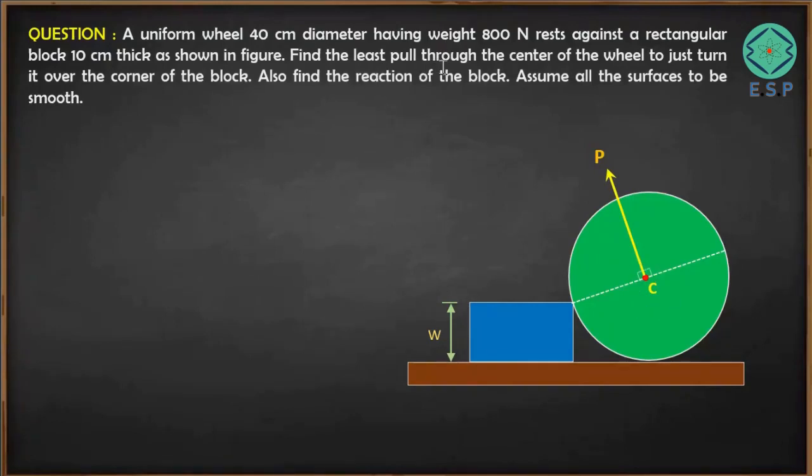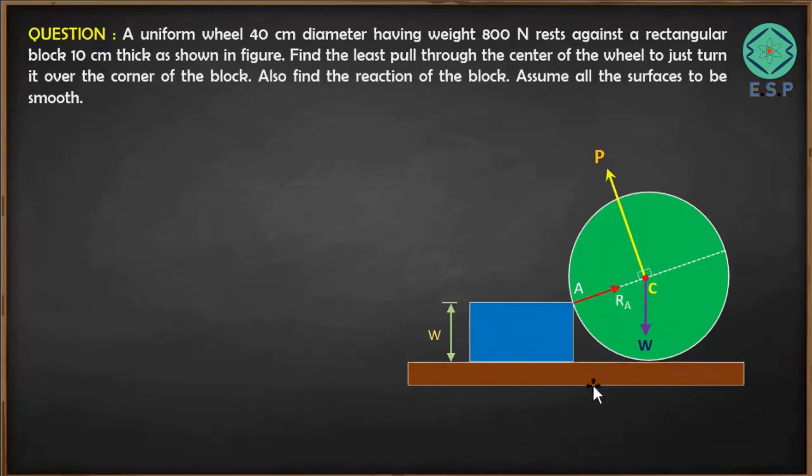So we have to find the least pull so that we can turn this particular wheel over the corner of this particular block. Now if you look at the situation, friends, the weight of the wheel is given as 800 newtons, so that I am calling W, and the corner point of this particular block I am calling point A. So the block is in contact with this particular wheel at this corner point A. So there will be a reaction coming at this particular point. So that I am calling reaction A, RA.